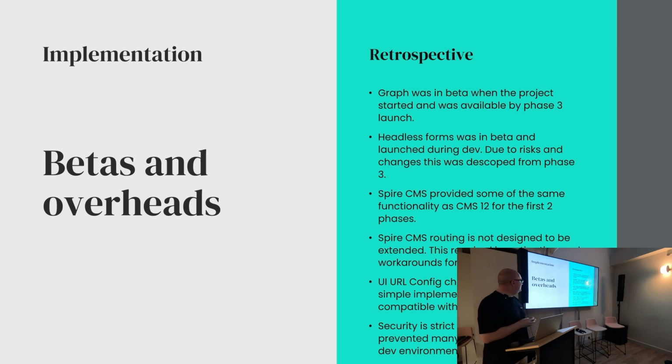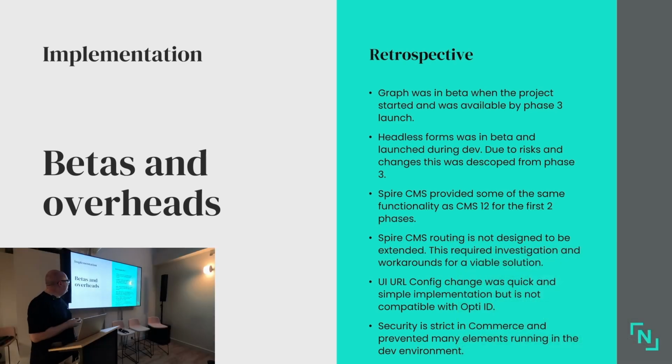So, betas and overheads. I mentioned some of it briefly earlier, but we started the project at the point Graph was in beta. When we started, we didn't know when Graph was being released, but luckily it was released by the time we got to phase 3 of the project. Headless Forms was in beta as well and was launched during development, and did cause us issues. I don't know if anyone's tried working with Headless Forms early on, but they changed fairly significantly some of the structures and the way it worked inside Graph. That caused a temporary blocker, so it got pushed to a future phase.